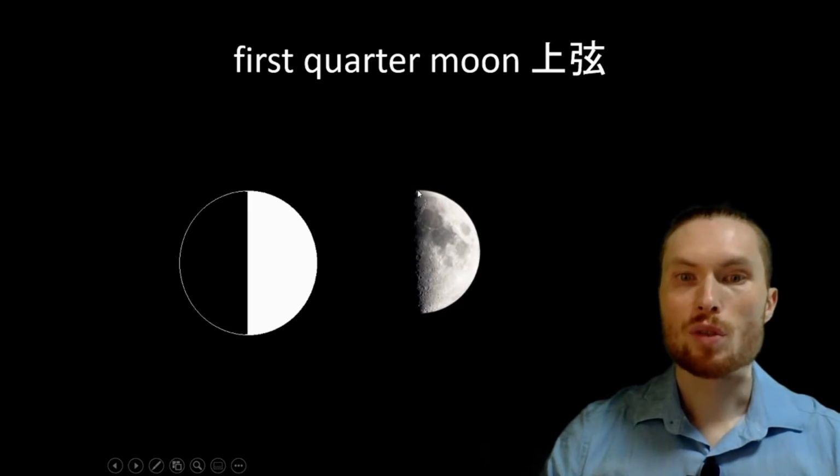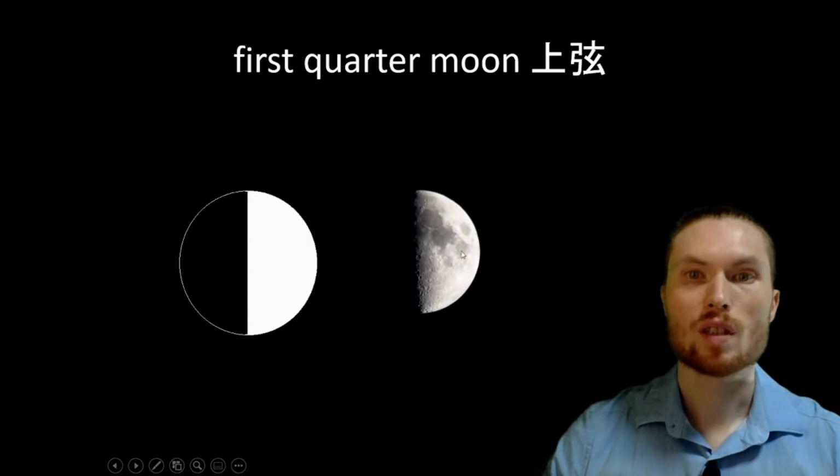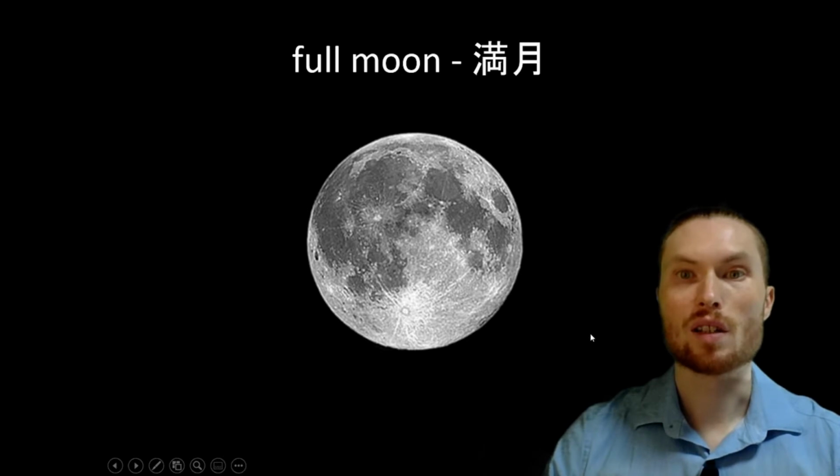Next, first quarter moon. So a first quarter moon is exactly half, but the right side is bright and the left side is dark. Next, third quarter moon is also exactly half, but this time the left side is bright and the right side is dark. And then finally, full moon.